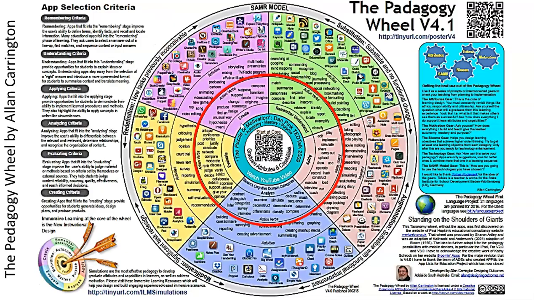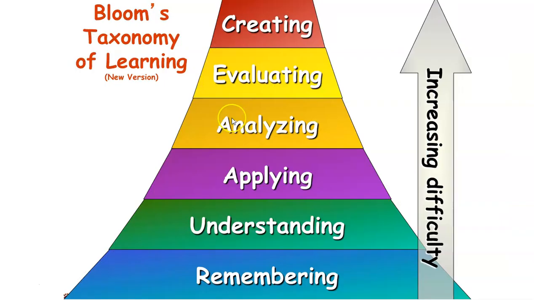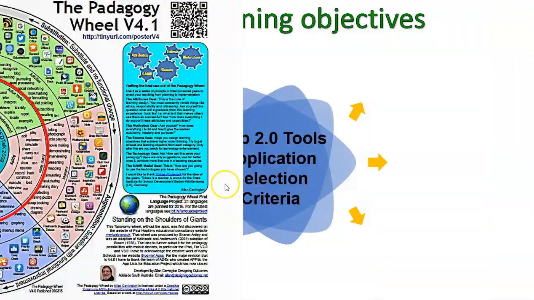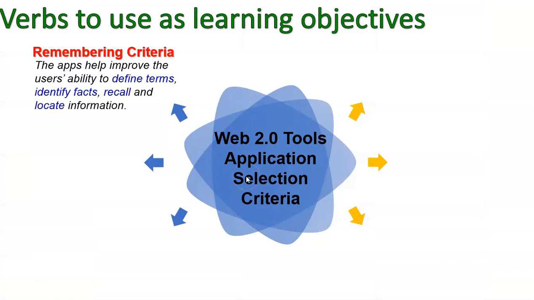Now, after you have identified what level of learning you want your students to reach, it is now time to determine what are the action words that you will use in each of these. Say, for example, you want your students to remember something. Now, in your learning objective, you use SMART learning objectives. When you say SMART learning objectives, these are verbs that are specific, measurable, achievable, relevant, and within time frame.